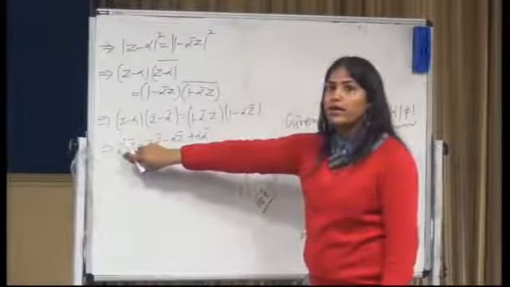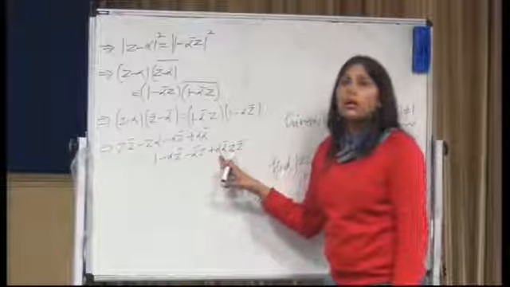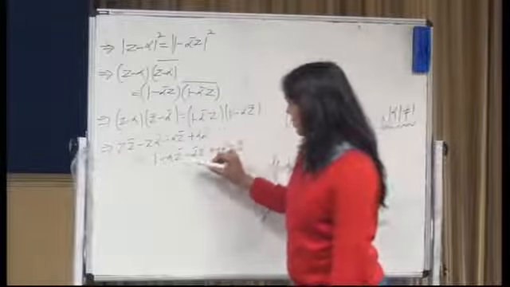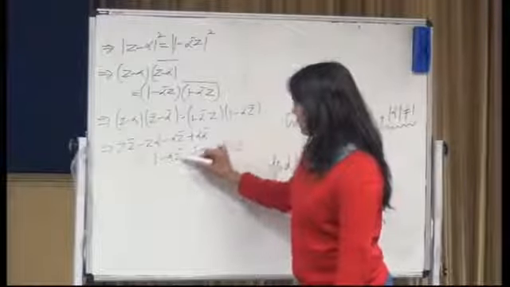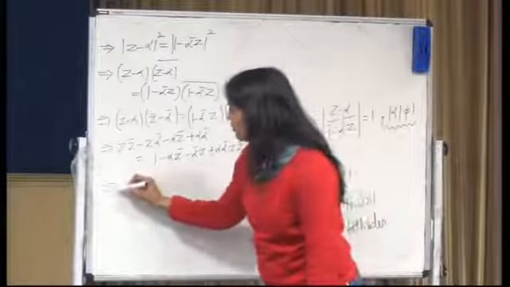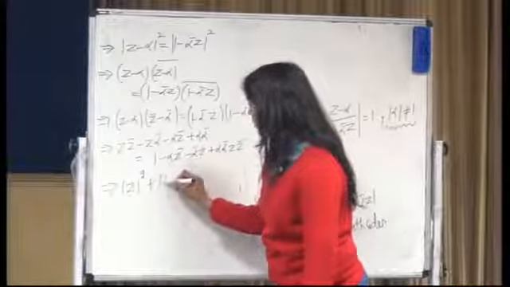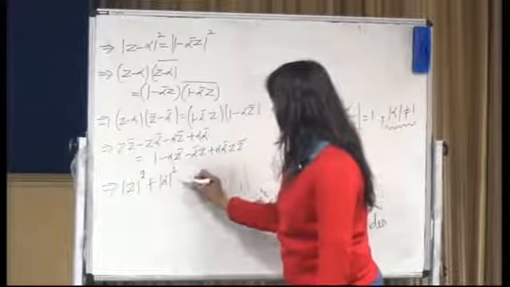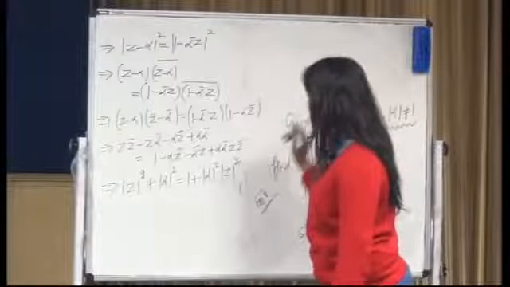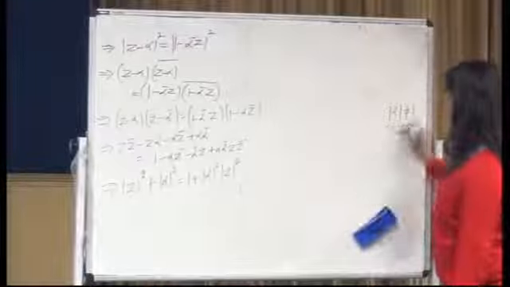So this I can write like this: mod z whole square. And alpha alpha bar will be mod alpha whole square. Now just cancel the terms if we can cancel, and just change the rest of the terms. So this will be mod z square, and then this will be mod alpha square, 1 plus mod alpha square, mod z. Is this okay till here?